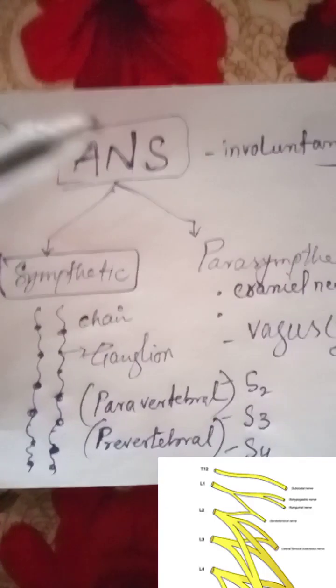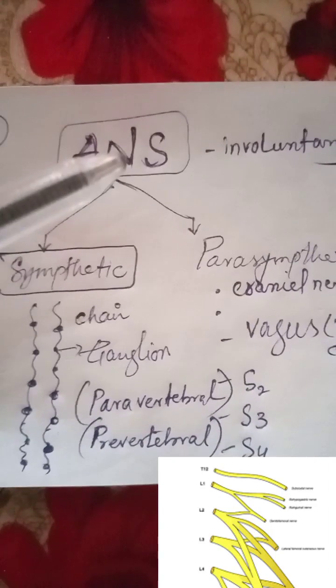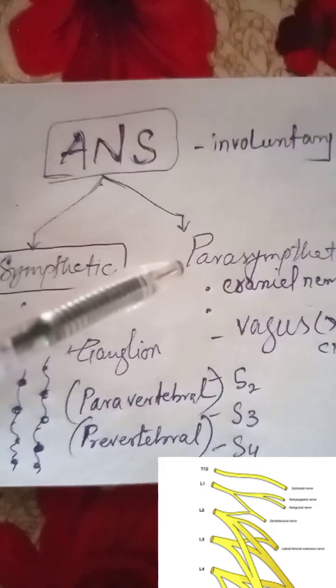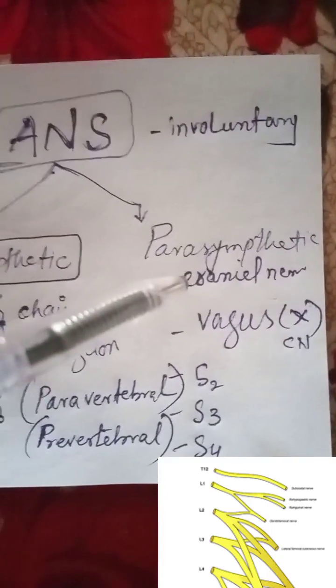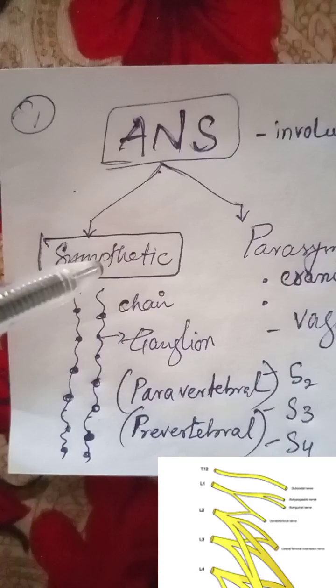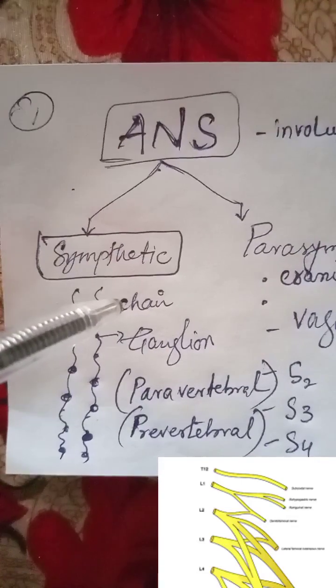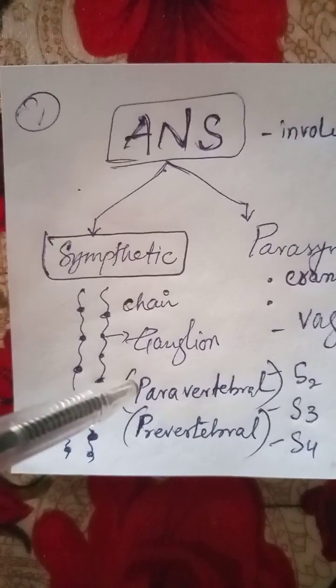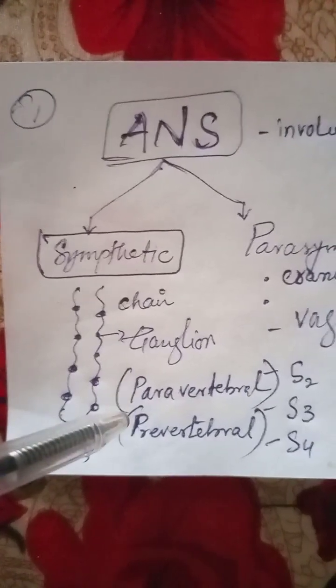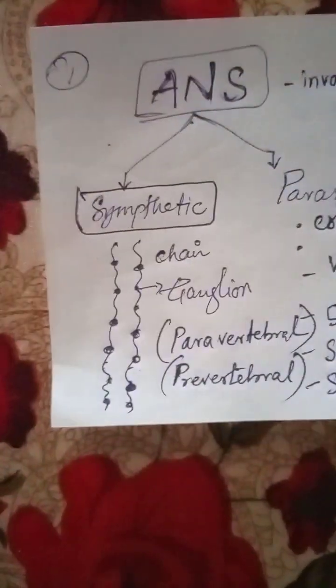Before that, we will have to look at the basics of the ANS. The autonomic nervous system has two types: parasympathetic and sympathetic nervous system. Parasympathetic nervous system has 12 cranial nerves, and sympathetic nervous system has sympathetic chains and sympathetic ganglia, which are arranged in paravertebral and prevertebral ganglion fashion.